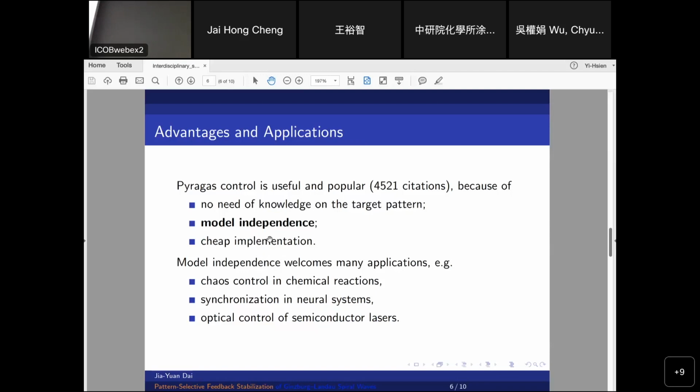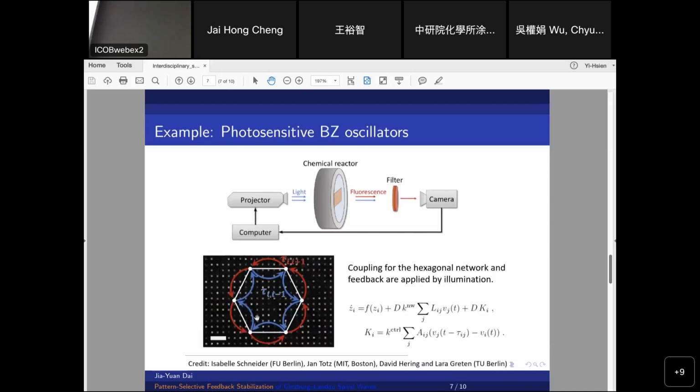I am not a scientist, but according to the literature, this time delay can be implemented by laser, by optics, and I will show the experiment later. And because it's model independent, there are so many applications. For example, you can do chaos control in chemical reactions, synchronization, also optical control. Now I think this is the most important slide, but I am very weak in it.